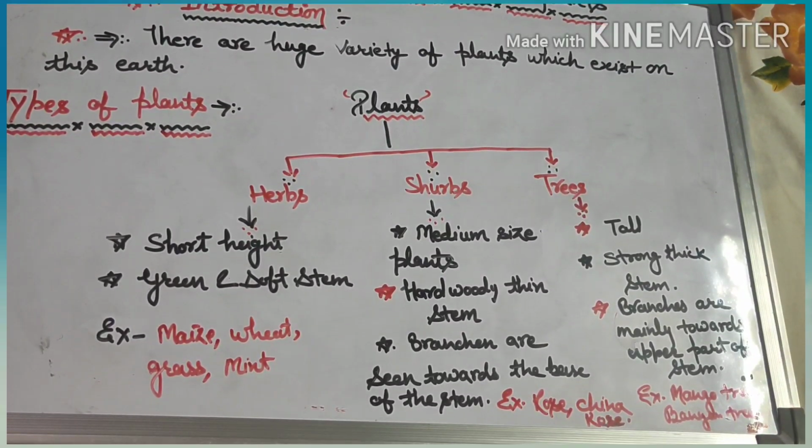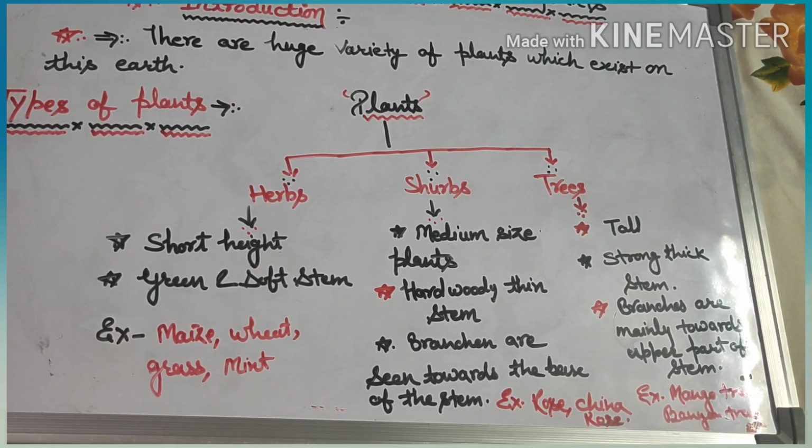There is a huge variety of plants which exist on this earth. If you look at your surroundings, you will be able to see different types of trees. You can see mango trees, apple trees, and also small plants like rose plants, the China rose. All of them differ so much from each other in size, shape and types of flower. There is a lot of distinction between the different types of plants that exist.